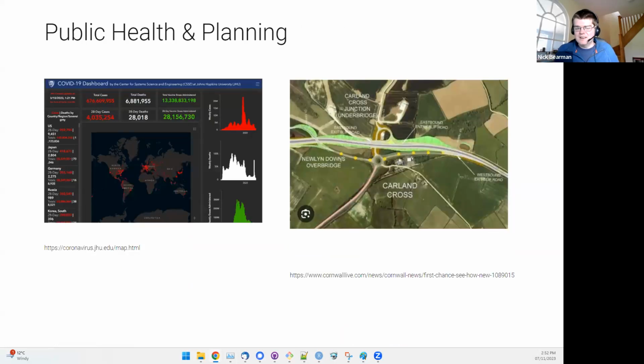We can use GIS in health and public health. That's the Johns Hopkins COVID dashboard that got very popular during the pandemic. There's a geographical element to that, where are the cases, but there's a lot of non-geographical stuff as well.